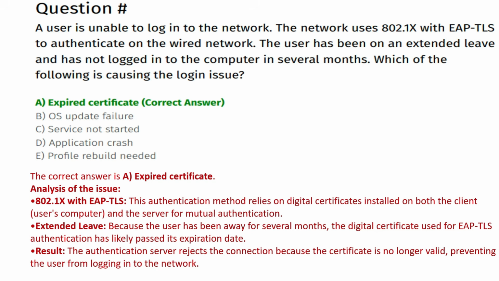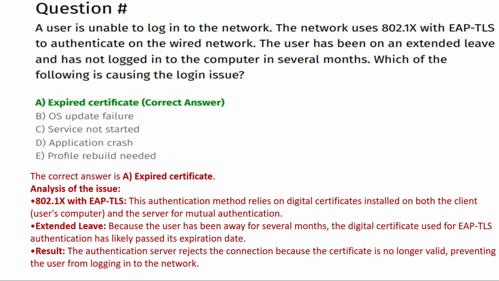Option A, expired certificate. Option B, OS update failure. Option C, services not started. Option D, application crash. And option E, profile rebuild needed. And the correct answer for this question is option A, expired certificate. So let's check the explanation.